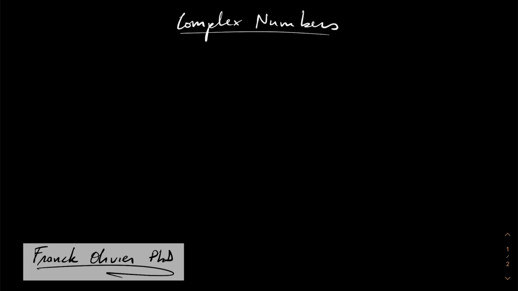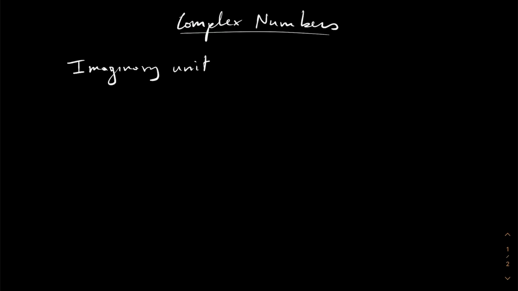Today I'm going to be introducing complex numbers. And the first thing to talk about here is the imaginary unit, usually written as i. i here is going to be equal to the square root of -1, which means that if you square i, you would get -1. And so this particular unit is the core of complex numbers.